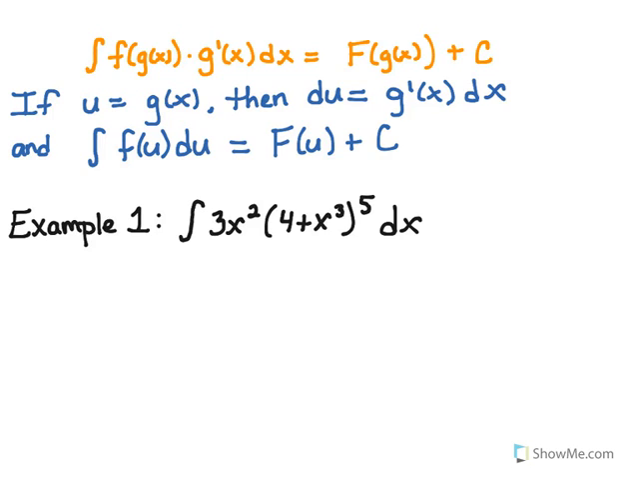So here we go, example number 1. We're going to find the antiderivative of 3x squared times (4 plus x cubed) to the 5th dx. Now, here's the thing that's causing the biggest problem. I have a binomial to the 5th power. I do not want to figure out what (4 plus x cubed) to the 5th power is. That's way too much multiplying to have to do. So what I'm going to do is take what is inside of the parentheses and replace it with a u. So we're going to do a u substitution. So let u be equal to what's inside the parentheses.